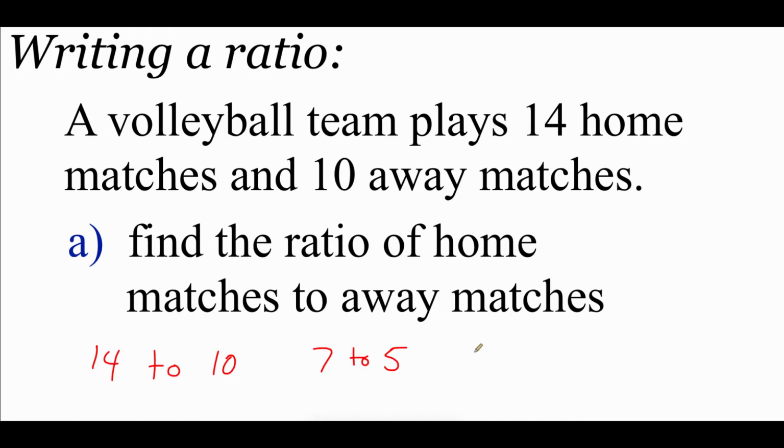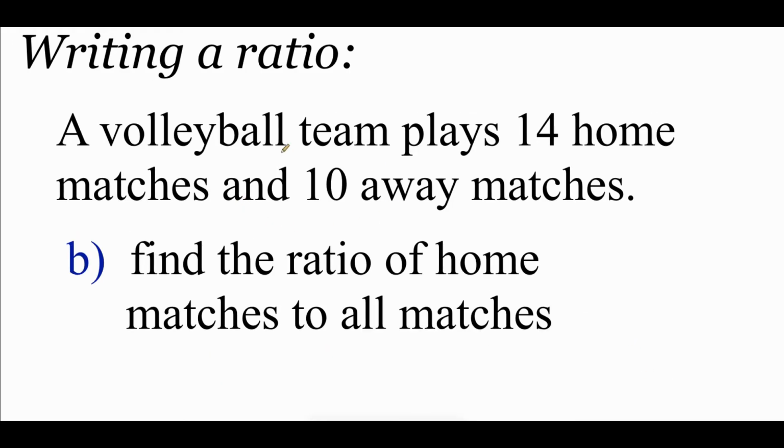Now we could also write that with a colon in between there, so we could go 7 and then a colon 5, but it'd be the same thing. The ratio of home matches to away matches is 7 to 5. Or lastly, if we wanted to, we could write this out as a fraction. So we would go 7 over 5, but again, we would read it the exact same way, and we would say the ratio of home matches to away matches is 7 to 5.